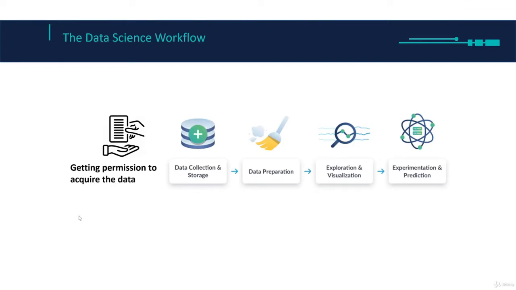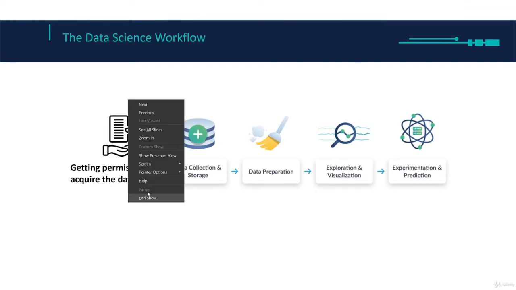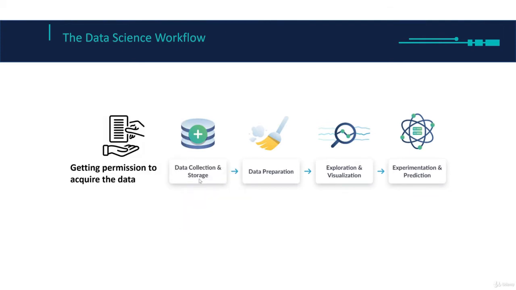In the previous video, I explained the data science workflow. Now I'm going to explain it again, but this time I'm going to mention the job description of each process. What do I mean by that?